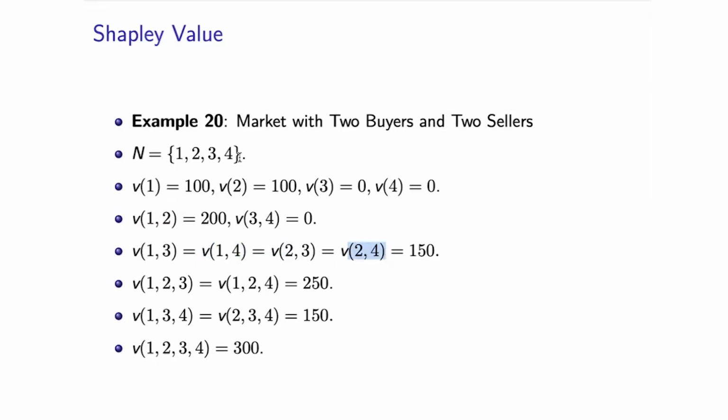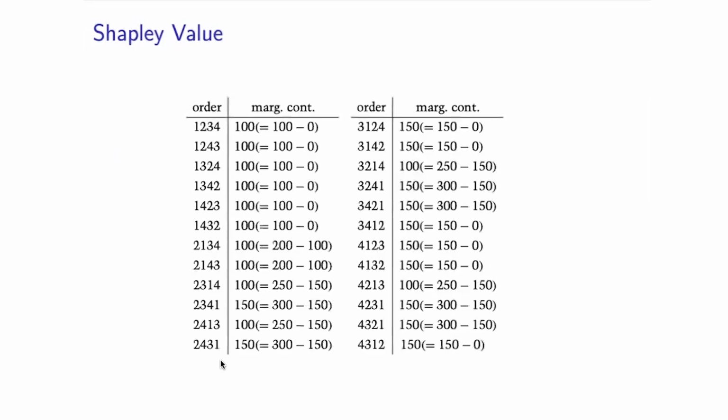First one of the 4 will enter, corresponding to that one of the 3 will enter, one of the 2 will enter, and so on, right? So it's 4 into 3 into 2, or 24 different ways, right? So we have listed out all the 24 different ways here. And this is looking at player one's marginal contribution, okay?